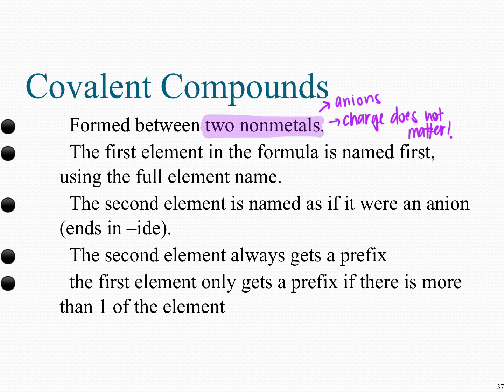All right, in our compound, the first element in the formula is named first using the full element name. So let's give an example of a covalent compound. This right here is a covalent compound. So is this one. Do we know what these are called? What's this one called? CO2. What's the name of it? Carbon dioxide. And what's the name of this one? Carbon monoxide. Do you notice it's not called carbide dioxide or carbide monoxide? It's called carbon monoxide. So the first element in the formula is named first, giving the full element name.